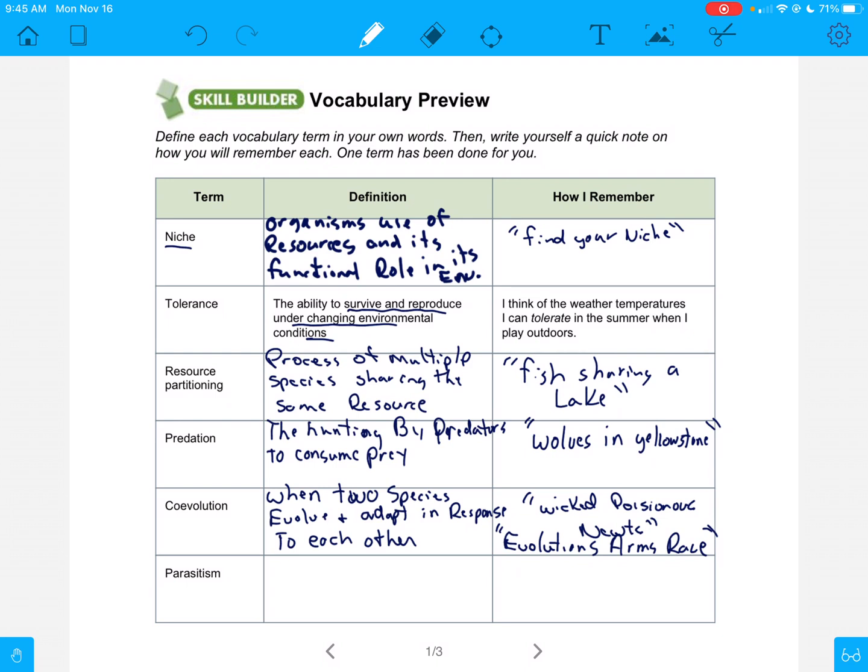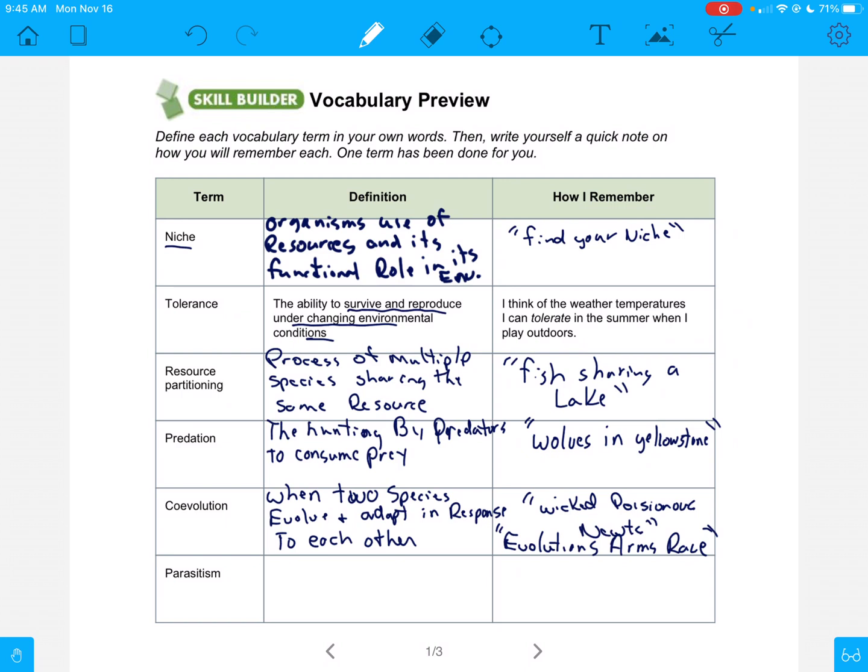Quit it. Yeah, so the next one is parasitism. We need to talk about that. Parasitism is a relationship in which one organism, the parasite, depends on the other, which is called the host, for nourishment or some other benefit. In the process, the host is going to be harmed in that situation.